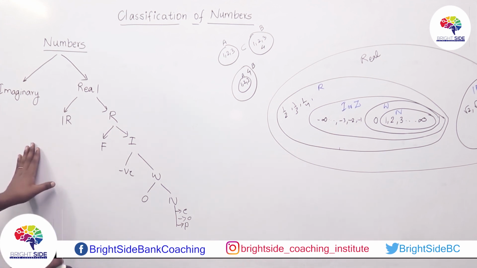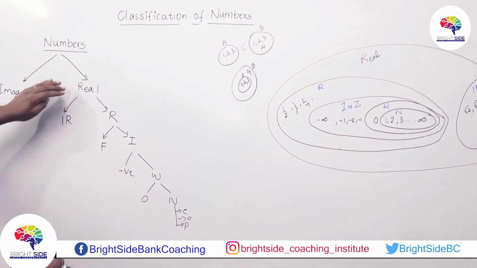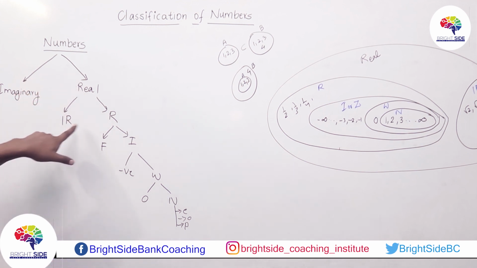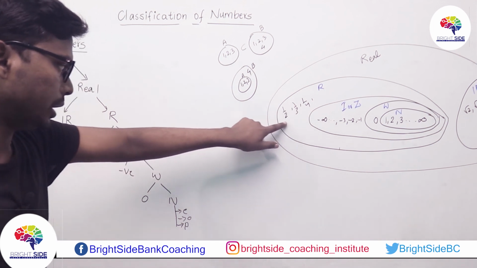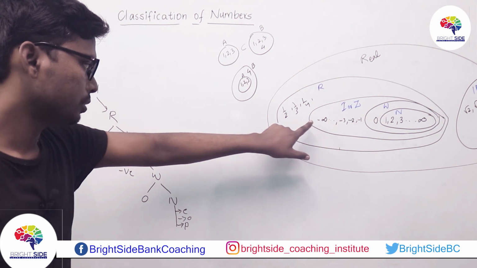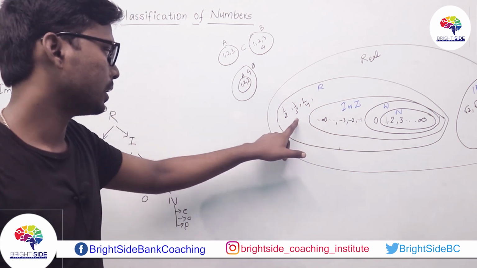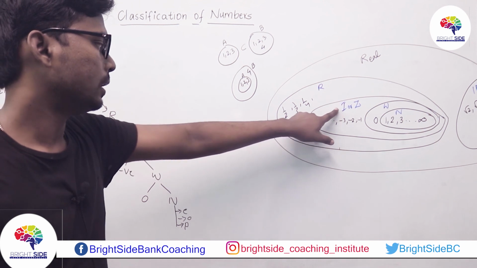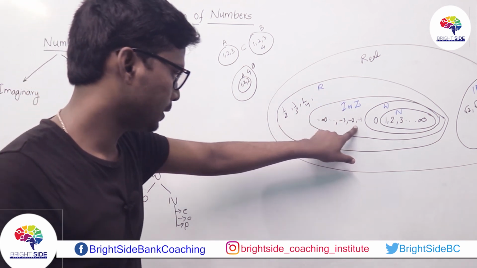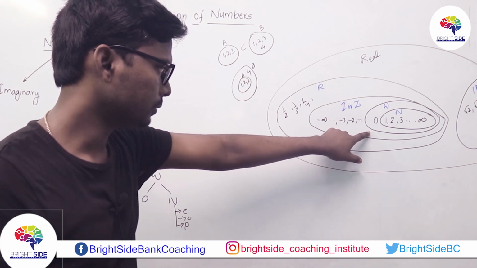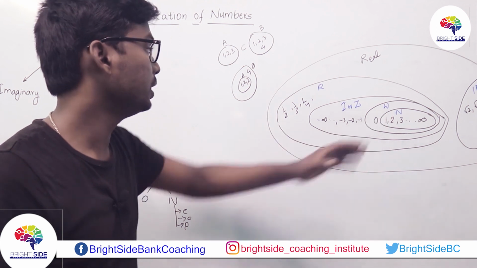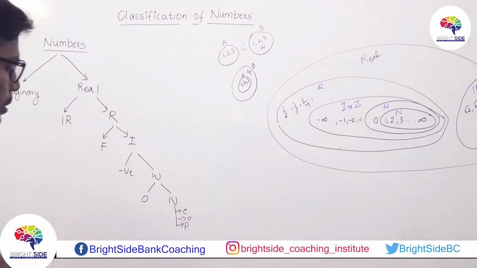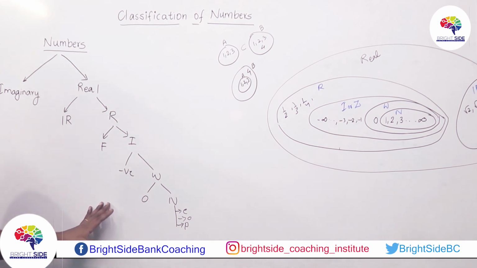So once again, numbers can be imaginary or real. Real numbers can be irrational or rational. So rational numbers can be fractions. This area will tell you the fractions. So this area is integers. So rational numbers can be fractions and integers. Integers can be negative numbers and whole numbers. And whole numbers can be 0 and natural numbers. Natural numbers can be 1, 2, 3 and so on up to infinite. That is what we represented here. So these are the classification of numbers.